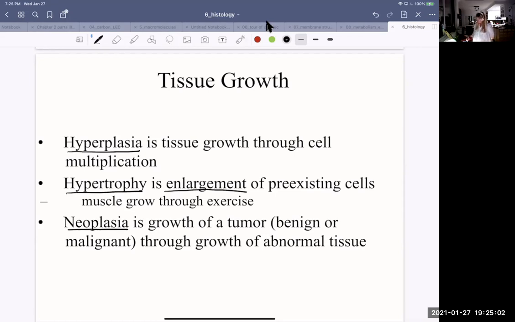Neoplasia, that's new growth, is the growth of a tumor. It could be benign, so non-cancerous, or malignant, and it's through the growth of abnormal tissue. Often these are in the form of cysts that can be easily removed. But any abnormal growth or any lump or cyst or anything unusual should definitely be checked out.